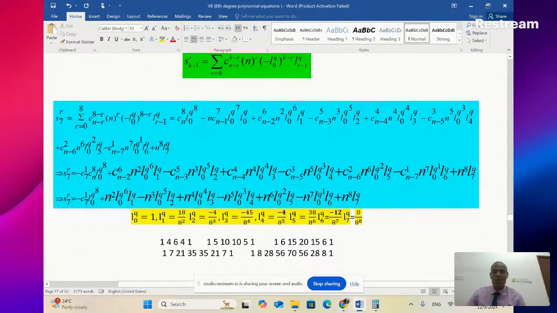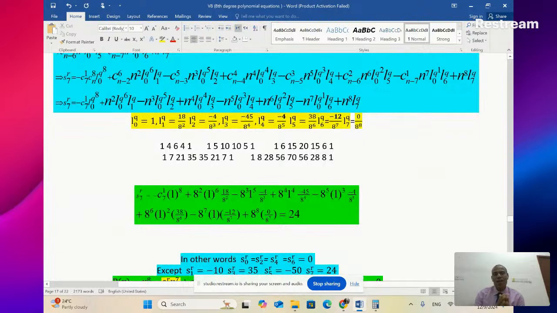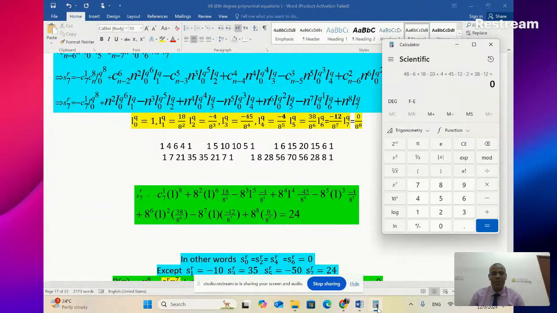Now just make our working. I will find that S7 is going to be equal to 24. Okay, let's focus on this. I will now calculate. Okay, I will erase the previous calculation.